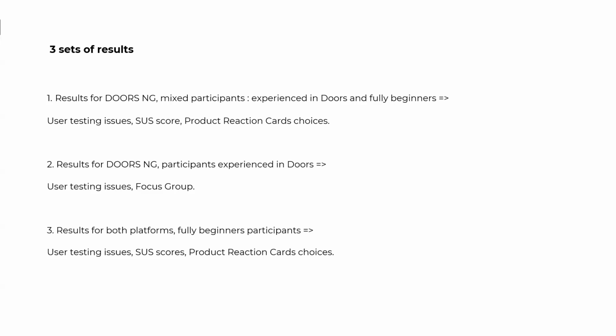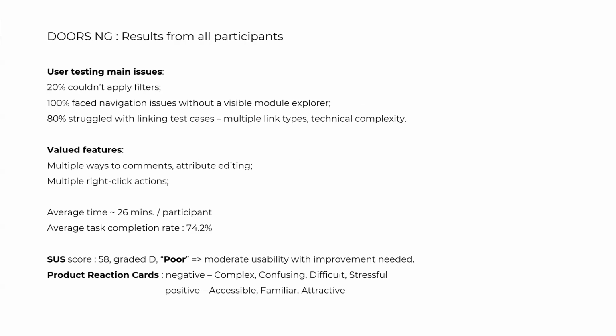The third set of results is for both RM tools with the new users. The results here are products from the user testing session, the survey, and the product reaction card choices. The first set of results includes the results from all the participants, either beginners or having prior experience in a similar tool, and these results are regarding DOORS Next Generation, the newly introduced tool.